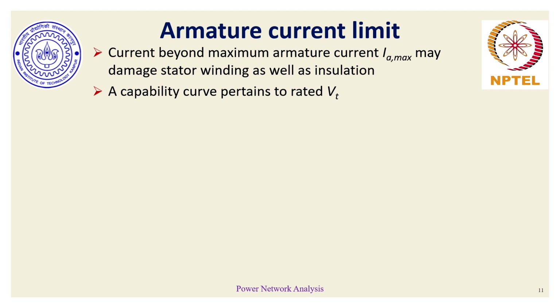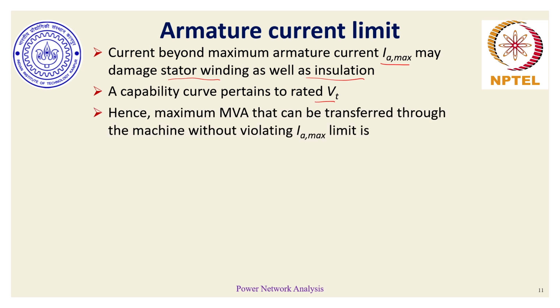So if we take up our first limit, which is the armature current limit for a cylindrical pole synchronous generator, any current beyond Ia max might damage the stator winding as well as the insulation, and capability curves pertain to a particular terminal voltage.